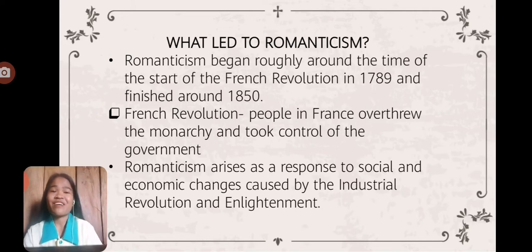So what is this French Revolution? It says here, the French Revolution is a time in France where members of society overthrew the monarchy and took control of the government. They forcibly removed the monarchy and took control over the government. So that is what led to Romanticism. Romanticism arises as a response to social and economic changes caused by the Industrial Revolution and Enlightenment.